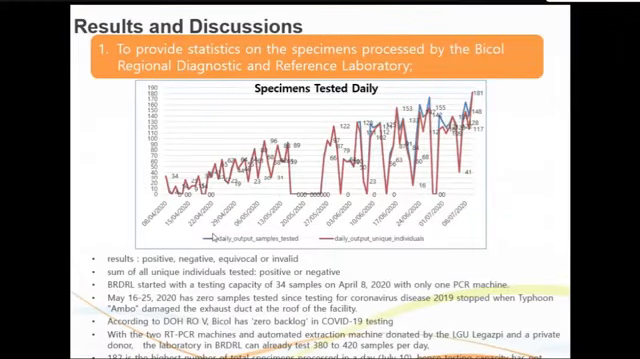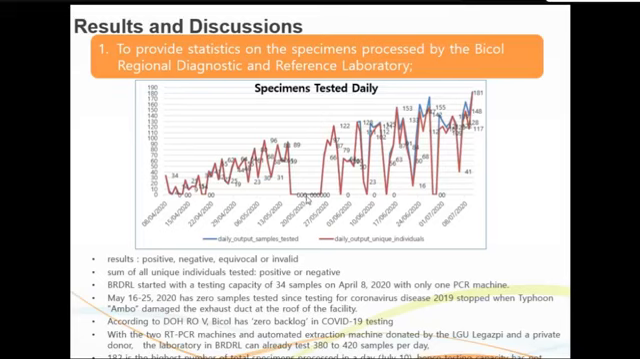For our results, in terms of statistics on the specimens processed by BRDRL, we have here a graph which plots the daily output samples tested, which could either be positive, negative, equivocal, or invalid, and also the daily output based on the unique individuals tested. BRDRL started with a testing capacity of 34 samples, as shown in the graph, on April 8, with only one PCR machine. It is also evident from the graph that from May 16 to 25, 0 samples were tested because testing for COVID-19 stopped when Typhoon Ambo damaged the exhaust duct of the roof of the facility.